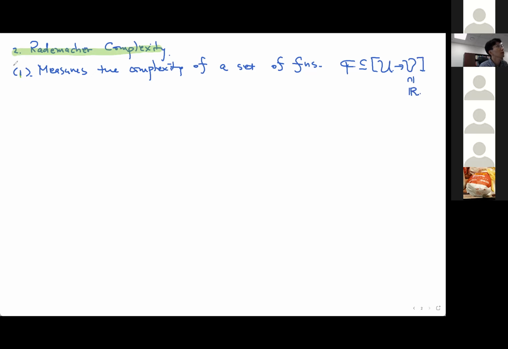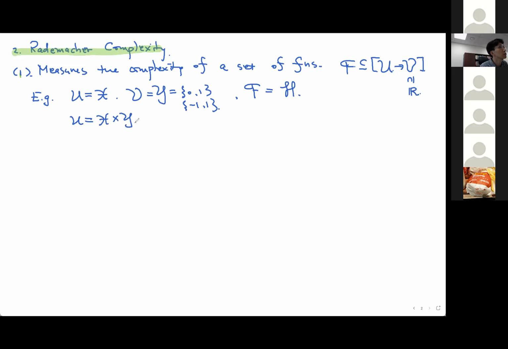And so one example is U can be the input space, and then V can be the output space, which may be equal to {0, 1}, or {-1, +1}, and so on. Then F may be the whole hypothesis set. So that's one possibility, but there's a different possibility. So U may be X times Y. So this set of functions F can be anything.